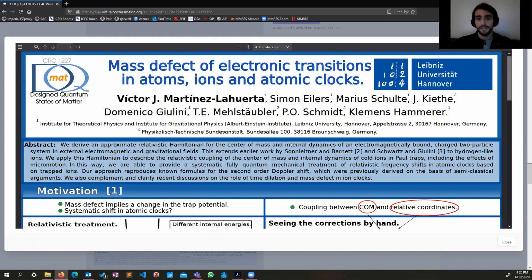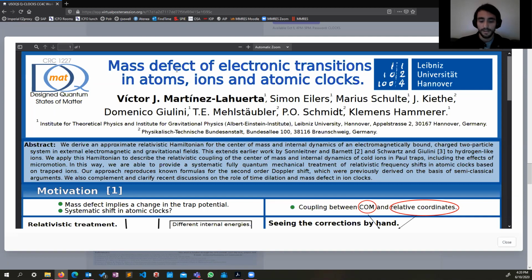I'm a PhD student in Clemens Hammer's group at the Institute of Theoretical Physics in Hanover. I would like to talk about part of our work. Our main selling point is that we are able to deliver a systematic, fully quantum mechanical treatment of relativistic frequency shifts in atomic clocks based on trapped ions, recovering previous semi-classical results, as for example, the second order Doppler effect. And with that, we were able to clarify recent discussions on the role of time dilation and mass defect in ion clocks.